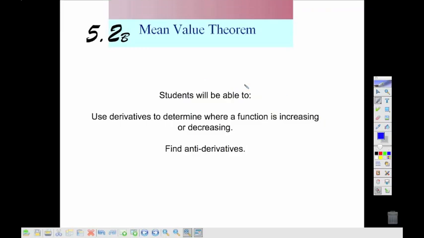In the next part of 5.2, we're going to be looking at derivatives as a way of seeing when a function is increasing or decreasing. So in a lot of ways, this is similar to things we've done before. And then also finding what's called the antiderivative. Basically, we're going to start working backwards with derivatives.